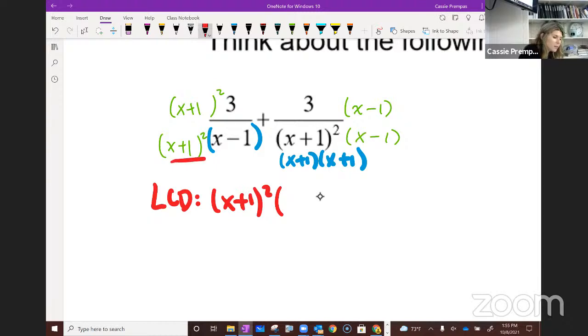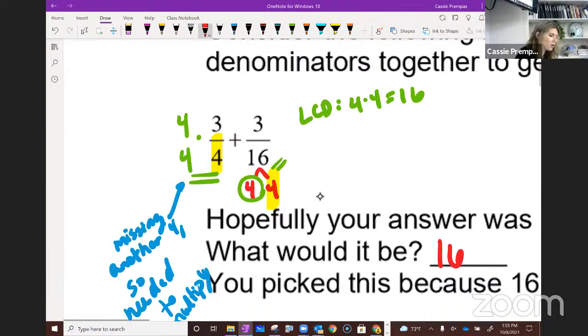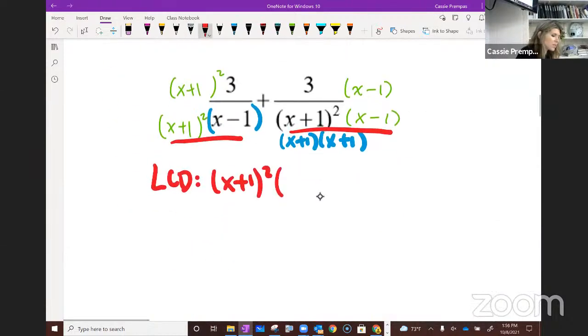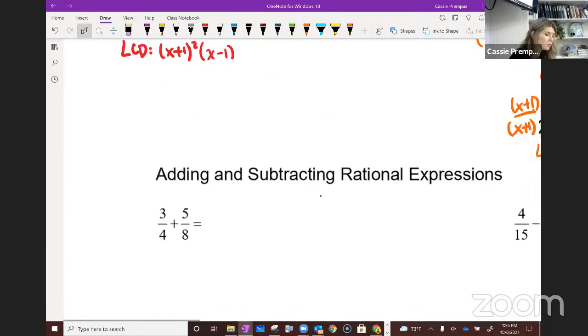So the least common denominator, you are looking between two denominators, but you're seeing what's the same number that they multiply into. So looking back at this first fraction, what was the least common denominator? You needed another 4 to create the 16. So the least common denominator is what you are trying to obtain in each denominator. Nice.